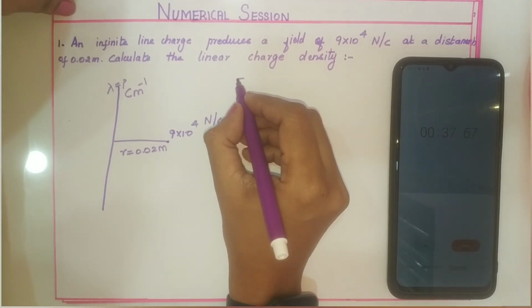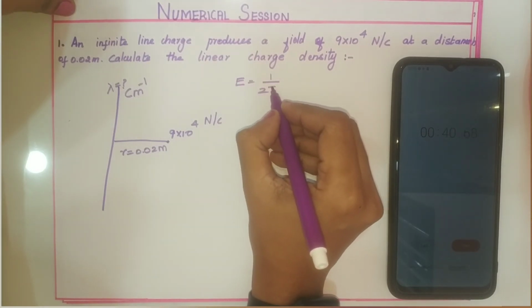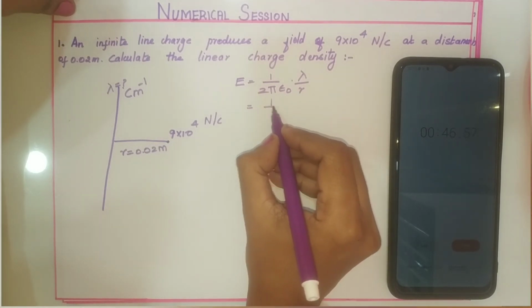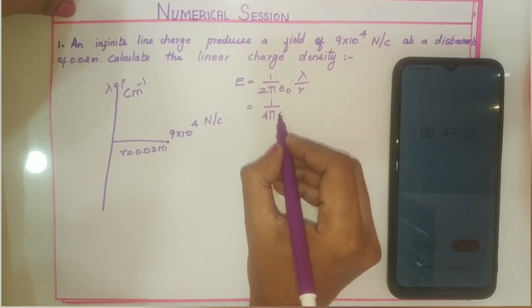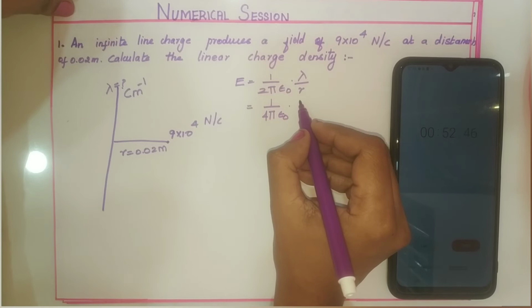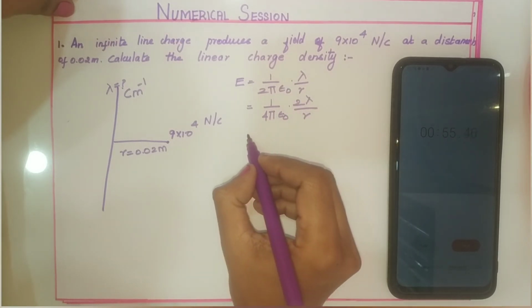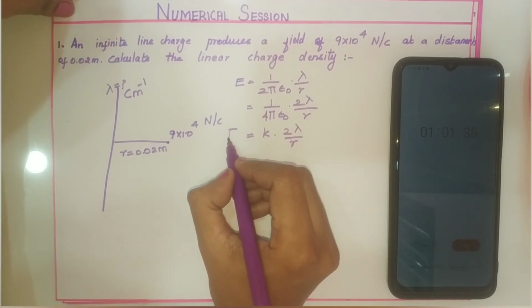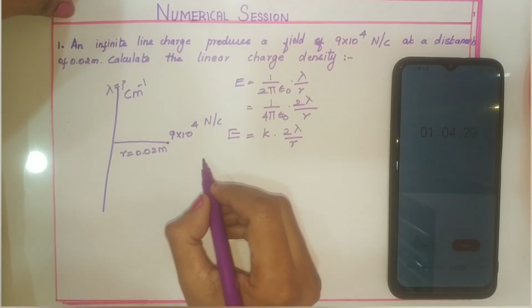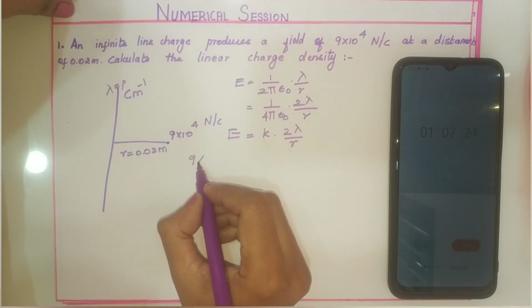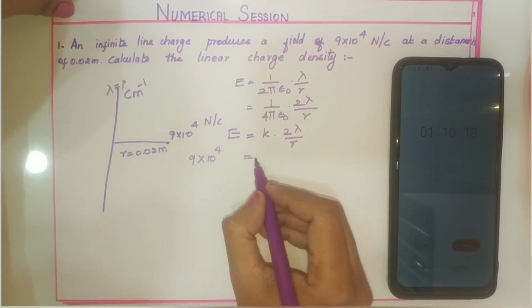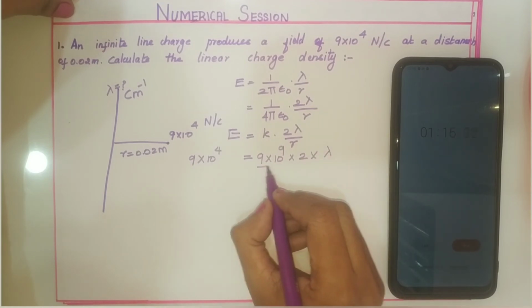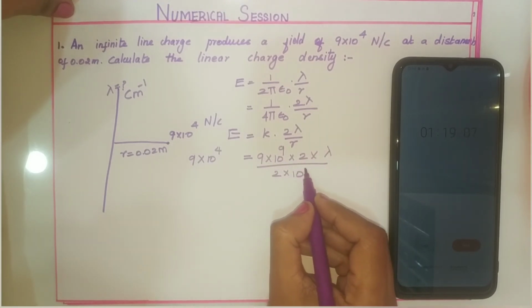Here the electric field E is equal to 1 by 2 pi epsilon naught into lambda by R. This expression can be written as 1 by 4 pi epsilon naught into 2 lambda by R. 1 by 4 pi epsilon naught is K, into 2 lambda by R. Therefore, E is equal to K into 2 lambda by R. For E, we know the value to be 9 into 10 power 4, and K is 9 into 10 power 9, and 2 into lambda by 2 into 10 power minus 2.